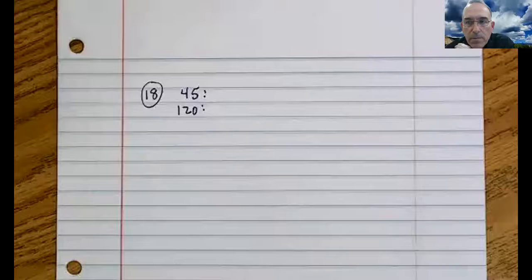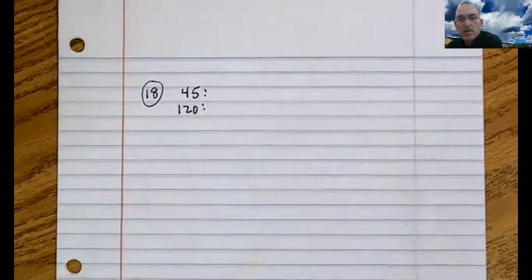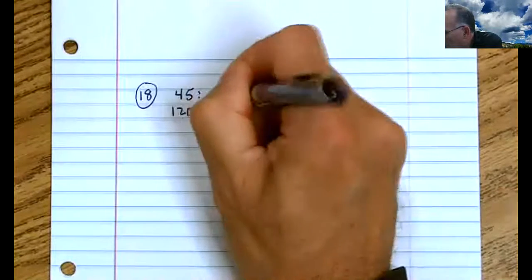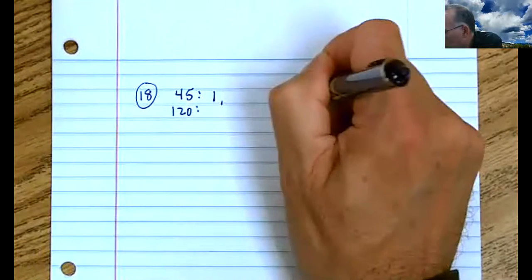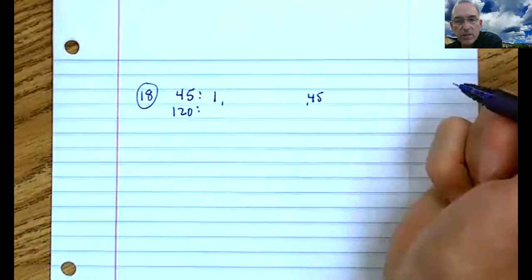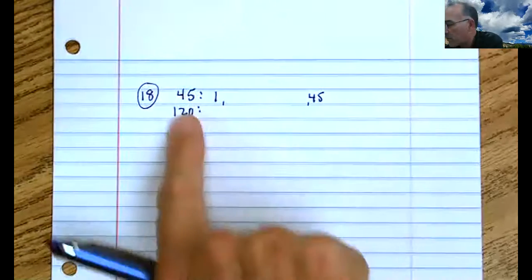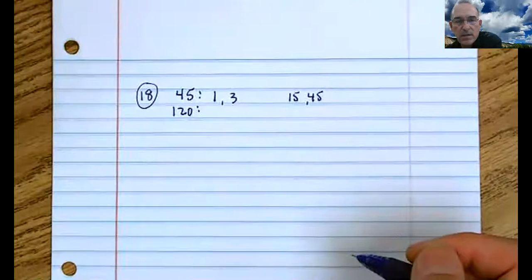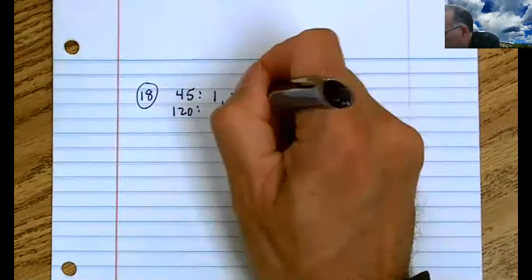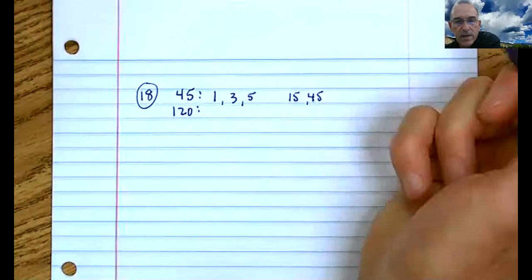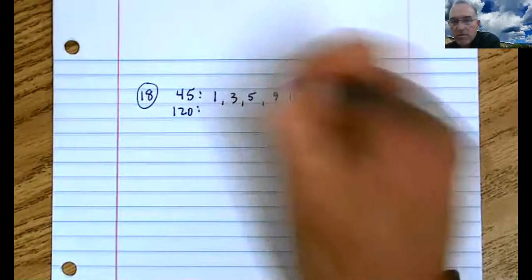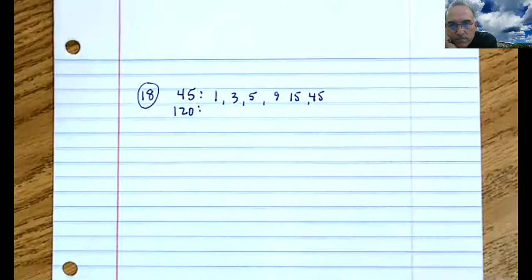So here is number 18. You're given these two values. First, let's make a list. I have a 1 and a 45. Those are factors because 1 times 45 is 45. I have 3. What is its partner? Is it 15? What else? How about 5? 5. What is its partner? It is 9. Are there any other factors for 45?